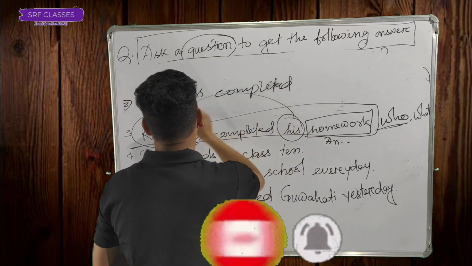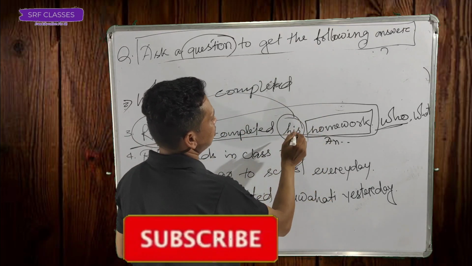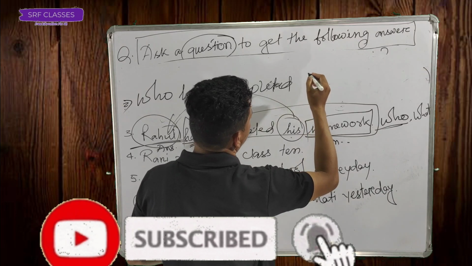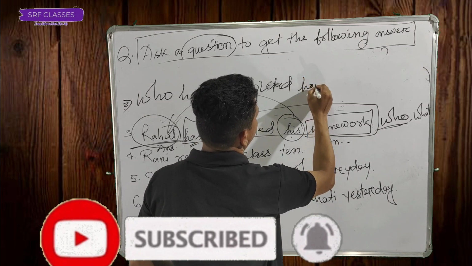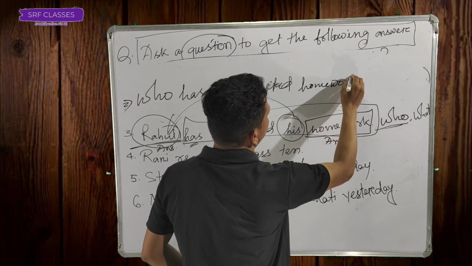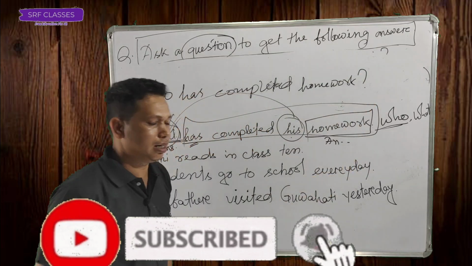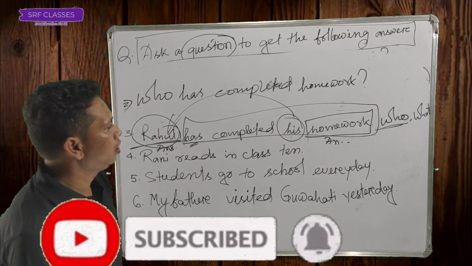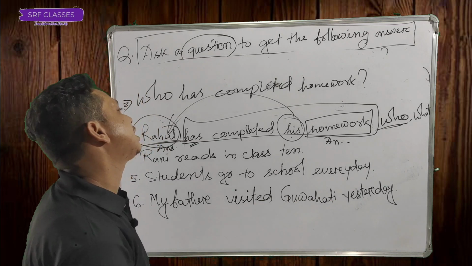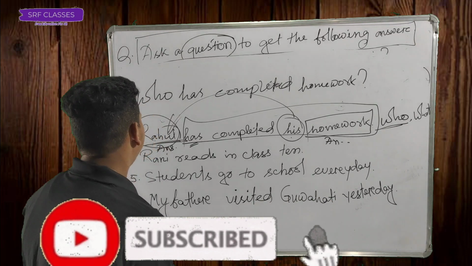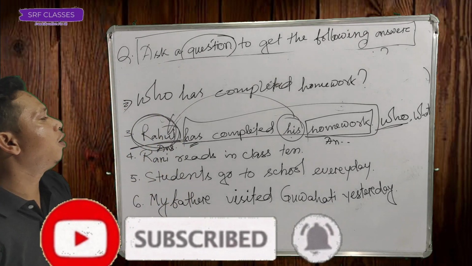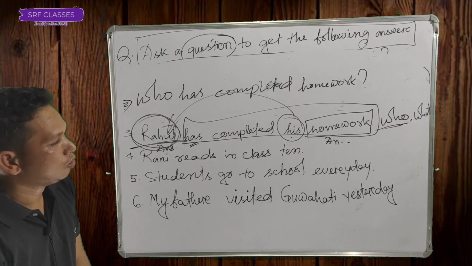This his is again related to Rahul, so this will be excluded. So a homework. After the sentence, there is a sign of interrogation. Who has completed homework? Rahul has completed his homework.